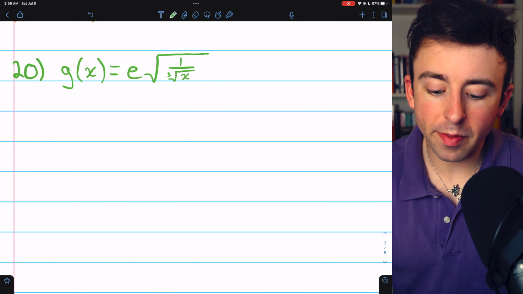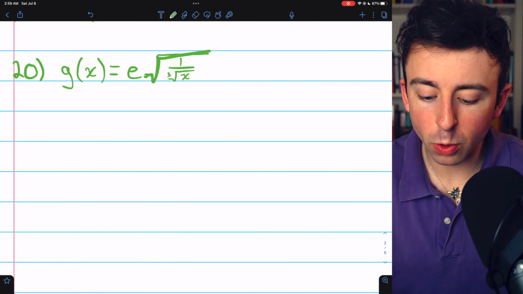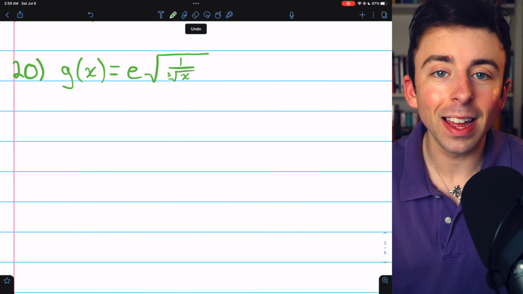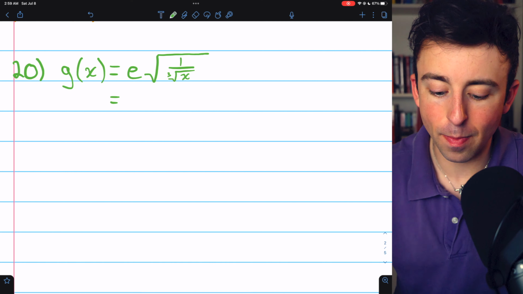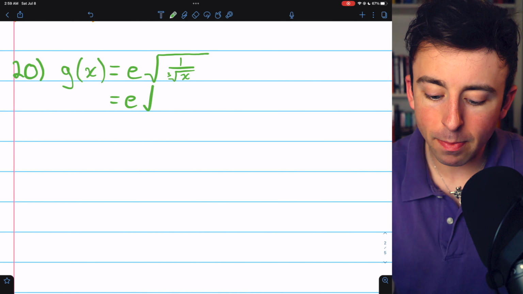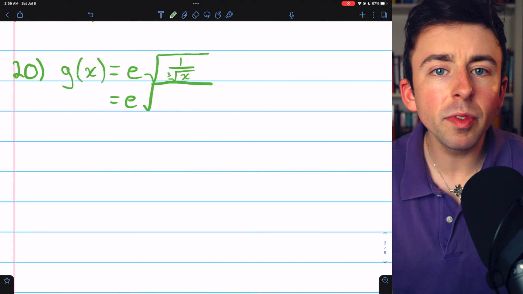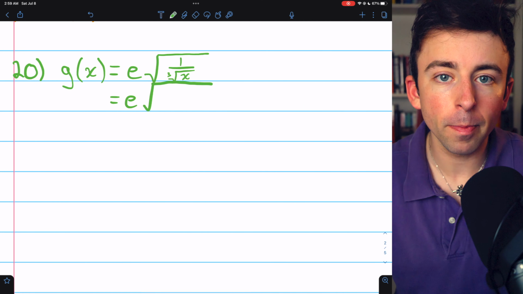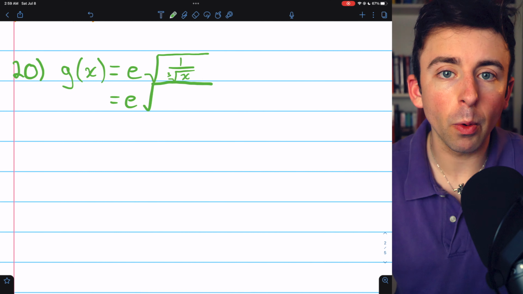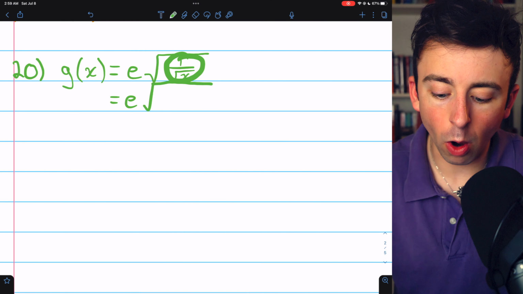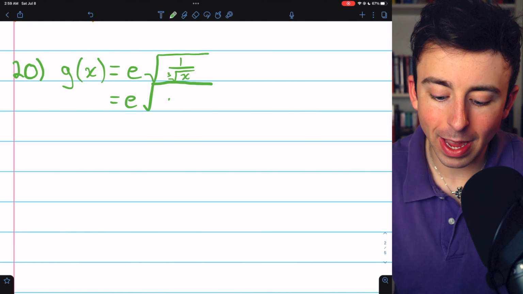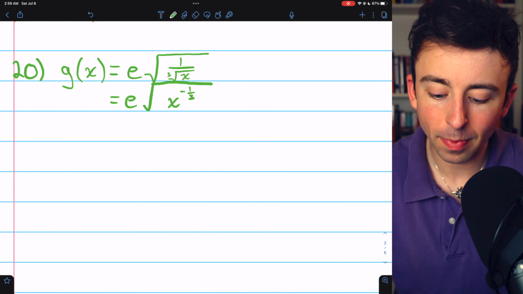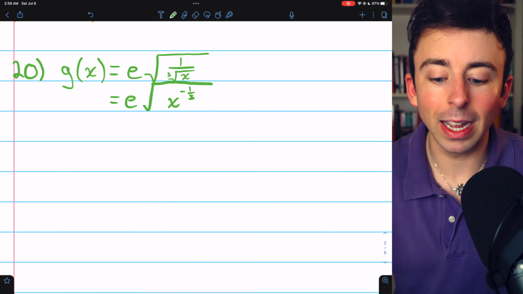Finally, number 20, g of x equals e times the square root of 1 over the cube root of x. All right, well, let's rewrite this so it's just x to a power, and then we'll find what g prime is. This is going to be e multiplied by the square root of, let's move that cube root of x to the numerator. A cube root is the same as a power of 1/3. So this is 1 over x to the third. So if I want to move that x to the numerator, I'm going to have to make it x to the negative 1/3. So there we go. We just brought the cube root of x up to the numerator by making the power negative 1/3.